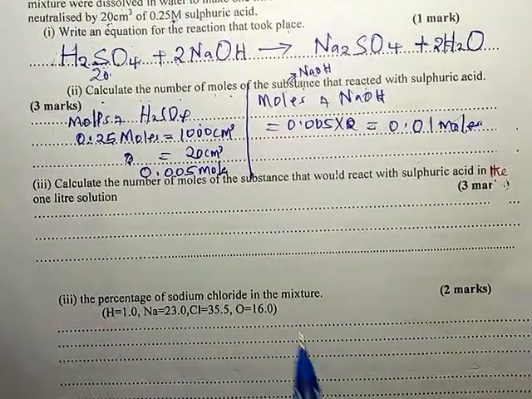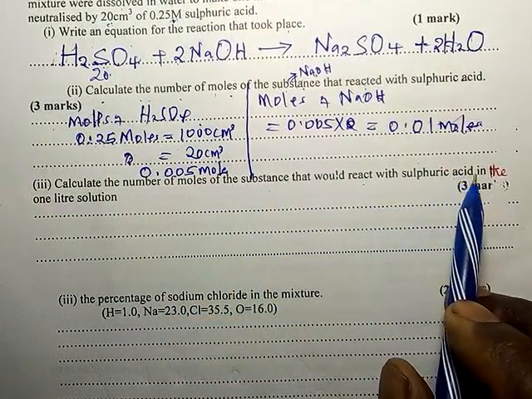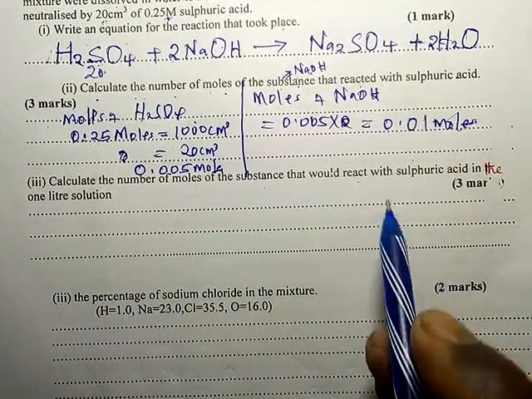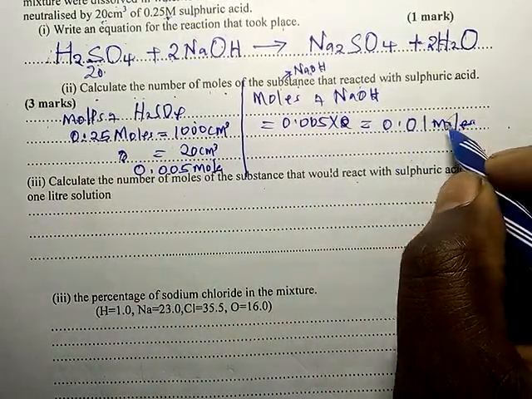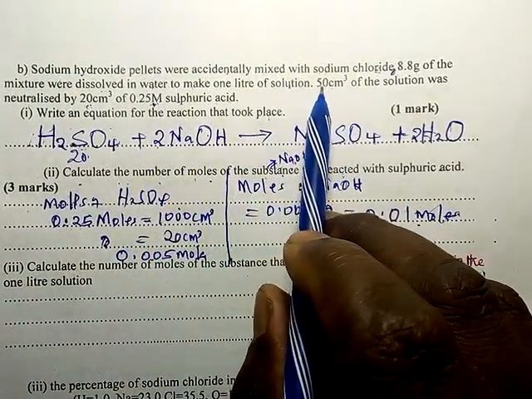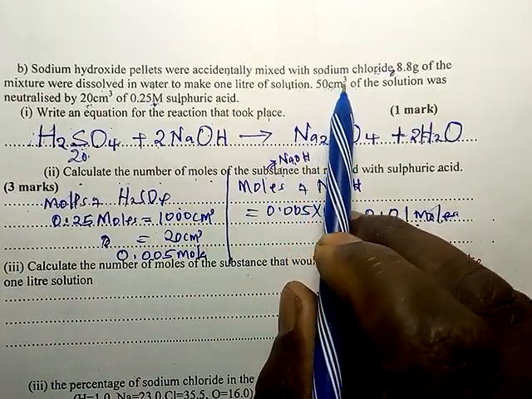Calculate the number of moles of the substance that would react with sulfuric acid in 1 liter. Very correct. The number of moles we have calculated here for sodium hydroxide is for the volume that was used, and the volume is 50 cm³. Now we want 1 liter. A liter is 1000 cm³.